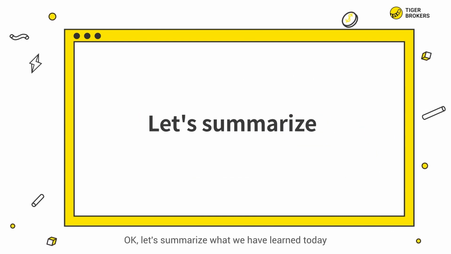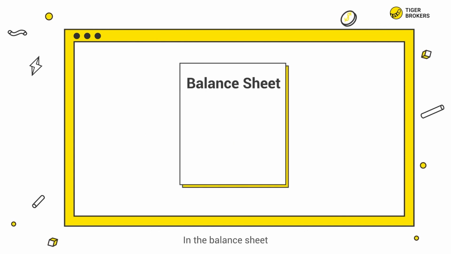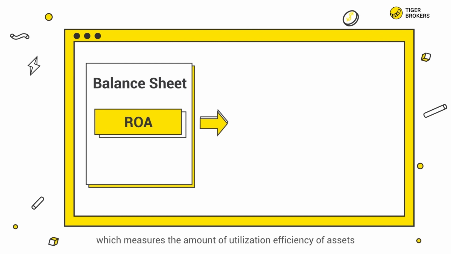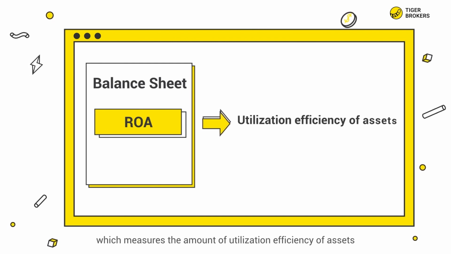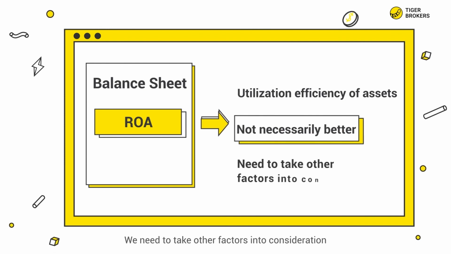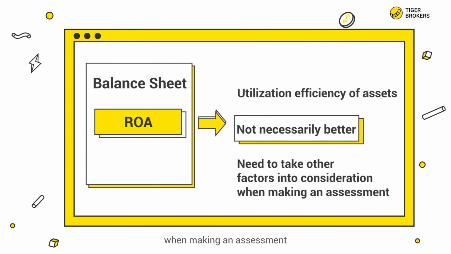Okay, let's summarize what we have learned today. In the balance sheet, there is an important ratio called ROA, which measures the utilization efficiency of assets. A higher ROA is not necessarily better. We need to take other factors into consideration when making an assessment.